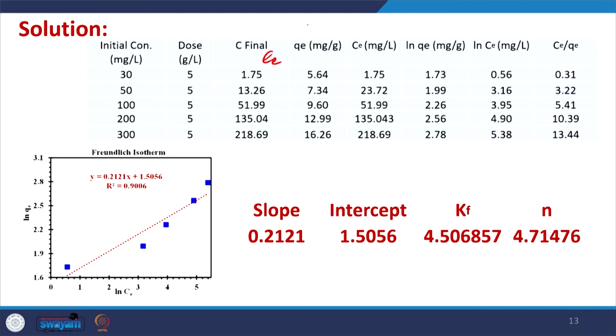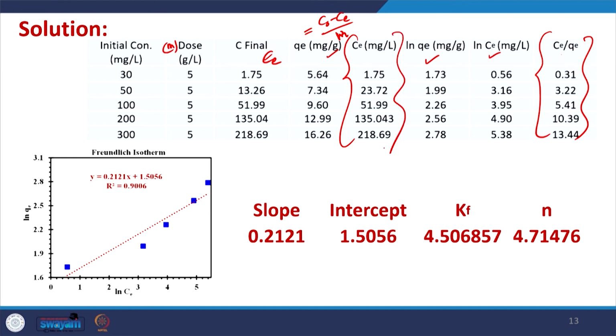The initial concentration is there and the dose is there, and the final concentration C is given. So, we can find out QE is equal to C0 minus C upon dose, or we can call it M, the adsorbent dose. So, QE has been found out, and C is already known. So, what we do is determine ln QE and ln C, and similarly we can determine C by QE also, because we will use this column versus this column for finding out Langmuir parameters, and these two columns will be used for finding out Freundlich parameters. So, we can perform the calculation directly.